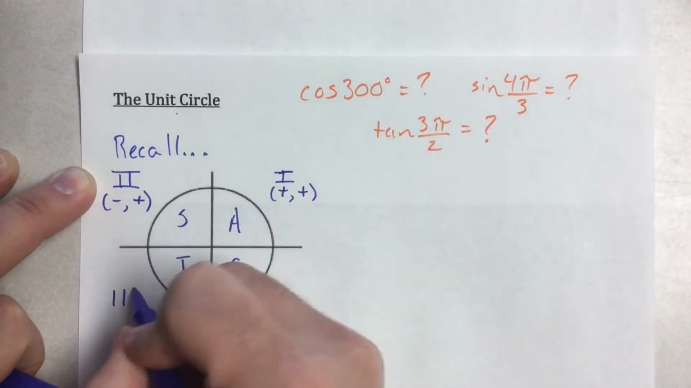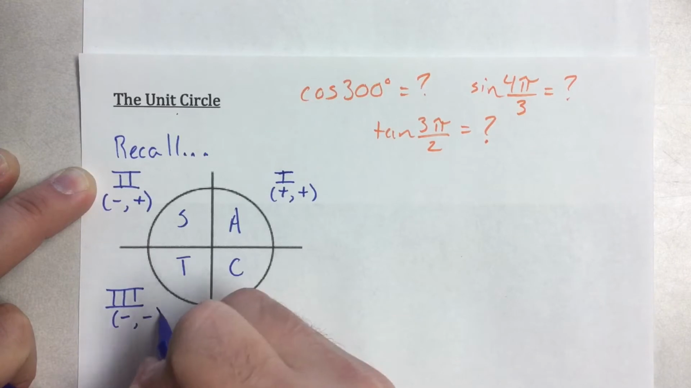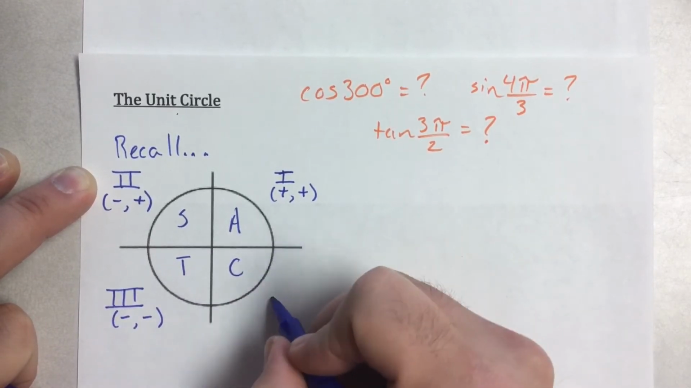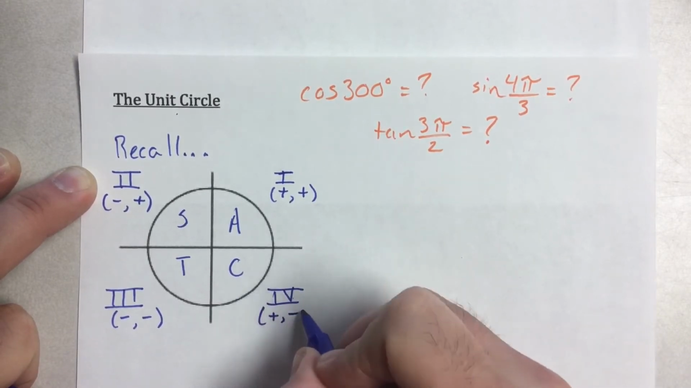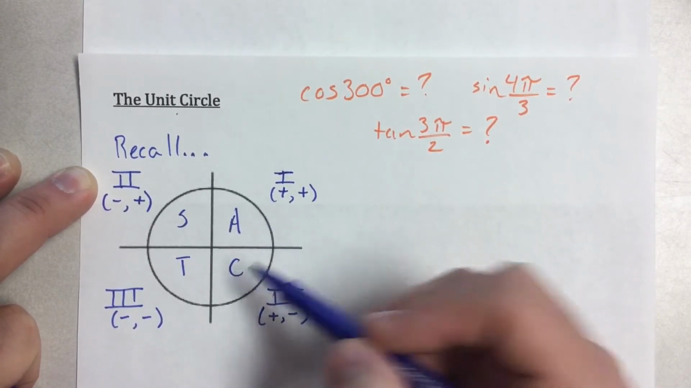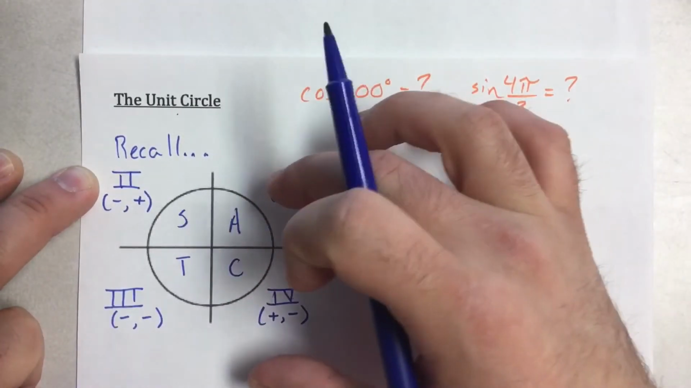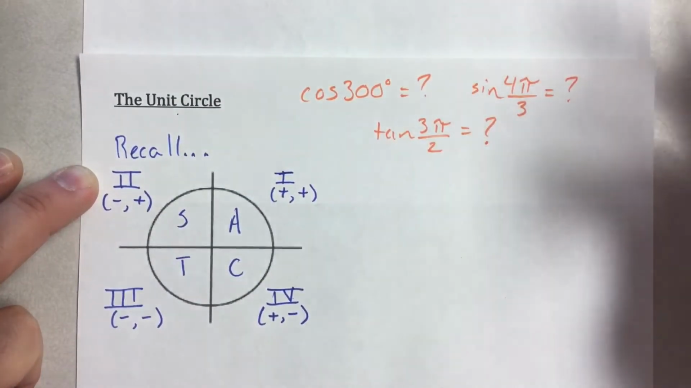And we go to quadrant 3, where both x and y are negative, only the tangent ratios are positive, and quadrant 4, where we have positive x values, negative y values, only the cosine ratios are positive. So we need to remember this. We need to remember which quadrants lead to positive trig values.